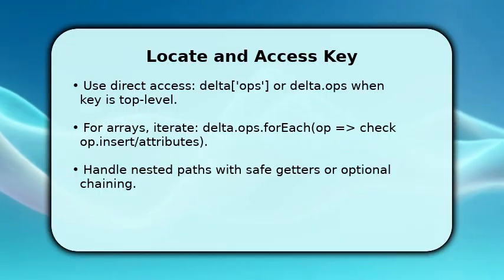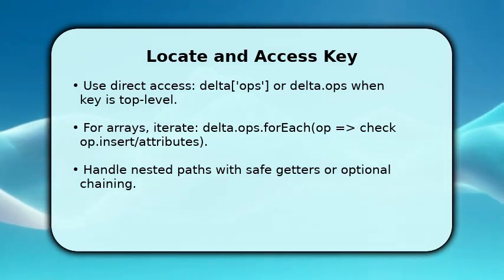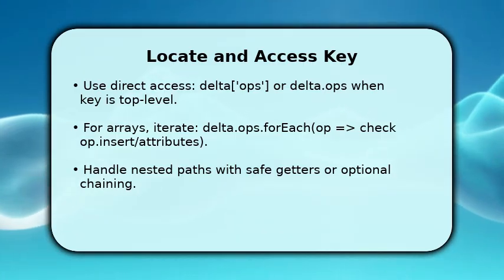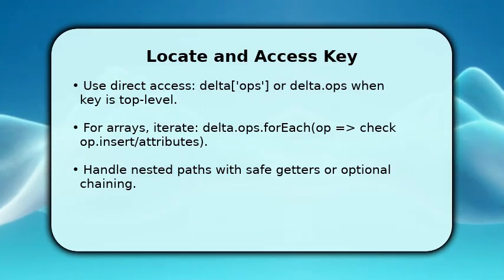Once you find the object containing the key, use optional chaining or a safe getter to return the value without throwing. Make sure to coerce types when needed. For example, convert numeric strings to numbers and normalize whitespace so downstream code receives a predictable value.